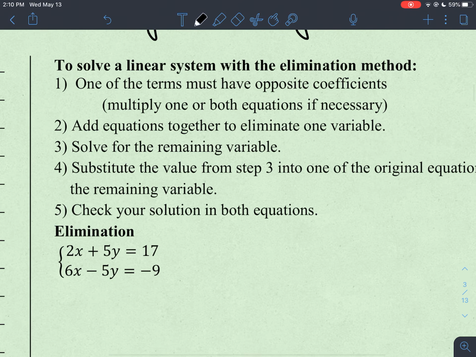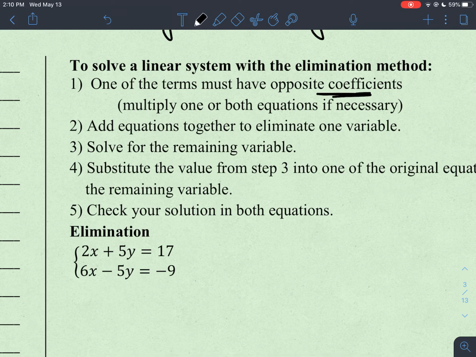So what we have to do is we need one of the terms to have opposite coefficients. And remember, coefficients are the numbers in front of the x and the y. So we need one of those variables, whether it's the x's or the y's, to have opposite coefficients. Now, sometimes we might have to force that by multiplying one equation or both equations in some situations.